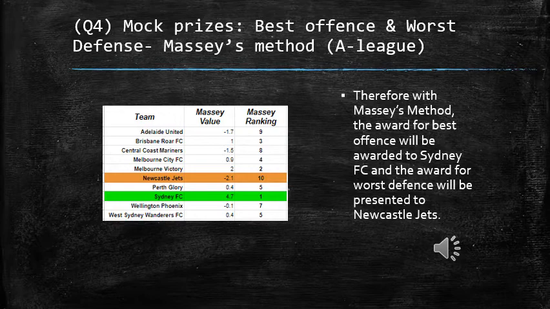Because of this, we can now calculate the Massey rankings for each team, and we find that the Sydney FC have the highest Massey ranking with the largest point differential, and Newcastle Jets have the lowest Massey ranking with the lowest point differential.